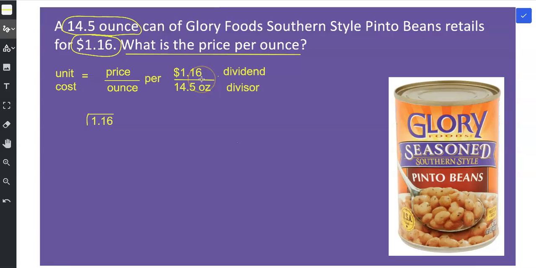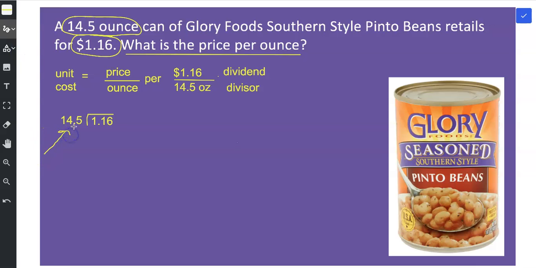$1.16 divided by 14.5. I'm going to put the 14.5 outside the division symbol, because the action is happening to the $1.16. We're dividing the $1.16 by the 14.5 ounces, the divisor. And if you don't like the placement of either of these, you can always grab the select tool and move things around.